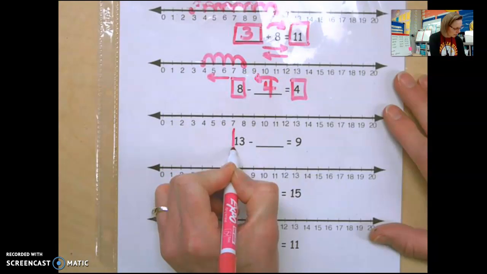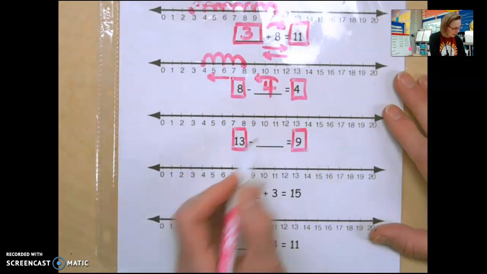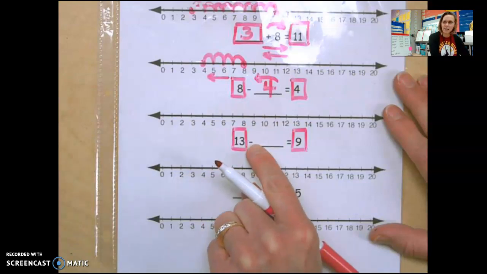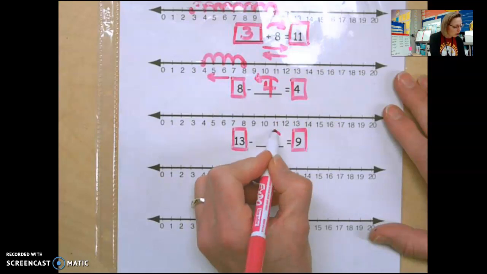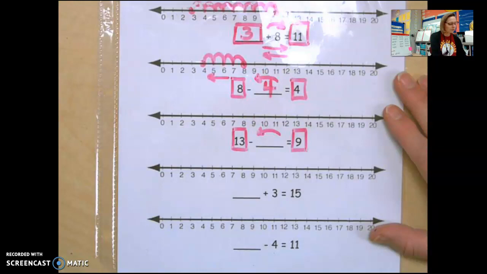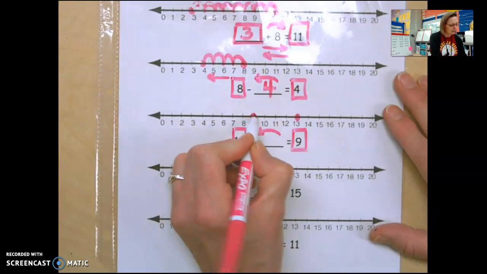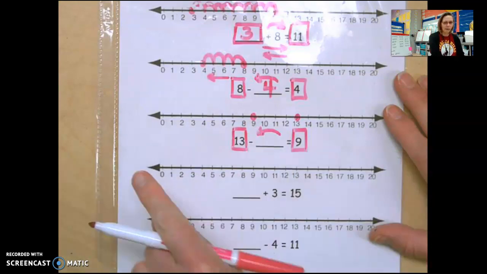So now this is my starting number. This is my ending number. And let's look at that little symbol. It says takeaway, doesn't it? Right? So I'm getting smaller. I'm going this way, aren't I? I'm going left. I have to start at 13 and I have to stop at 9. Right? You see how I'm going left?